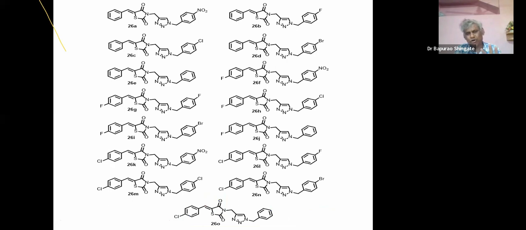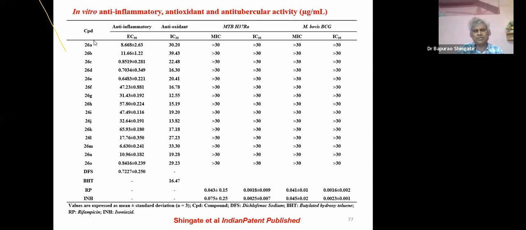And these are the structures of all these compounds, characterized very well and screened for their anti-inflammatory activity, antioxidant, and anti-tubercular activity against two different strains of TB, that is MTB H37Ra and M. bovis BCG. And see over here, for anti-inflammatory activity, the standard drug is diclofenac sodium, which is showing a 0.722 value. However, many of our synthesized compounds are showing lower values like 0.70, 0.85, 0.84, and the 26E compound is showing a lower IC50 value than the standard drug, diclofenac sodium.